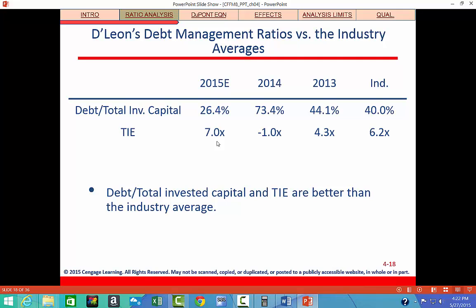The times interest earned ratio is also better than the industry. It was worse in 2013 and 2014. So the higher this number, the better, because that shows you how many times over you can pay your interest expense with your earnings before interest and taxes. So because they reduced debt so much, that's why these two ratios are better. And I don't know that that necessarily means this is a better thing for the company.